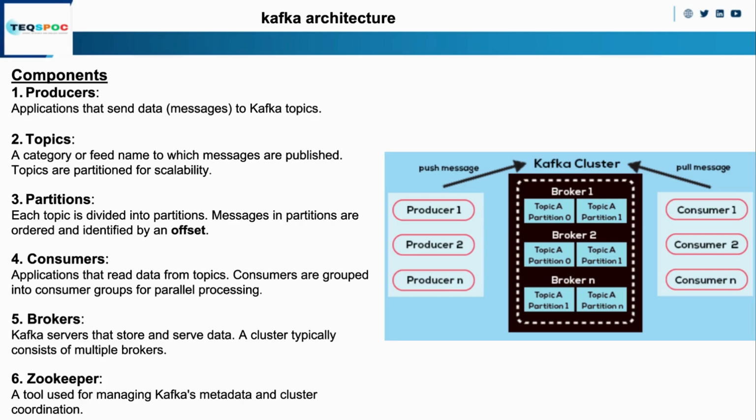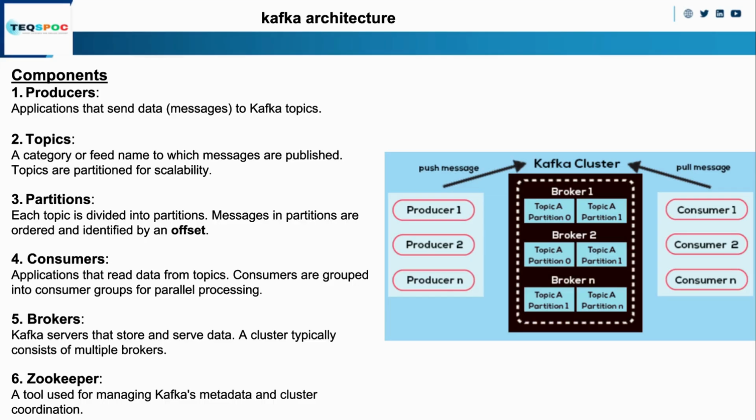Now, the fifth one is the brokers. These are Kafka servers that store and serve the data; a cluster typically consists of multiple brokers. This is nothing but the containers, or you may want to call it a node. It is basically the machine where all the resources will be there. So this broker is just a remote machine set up in the cluster, and one cluster can have multiple brokers. And last but not the least is the zookeeper.